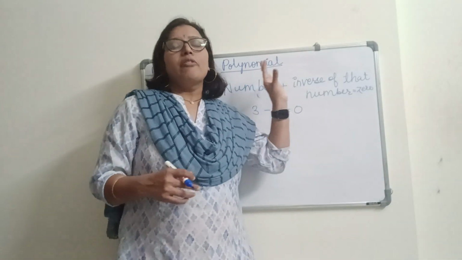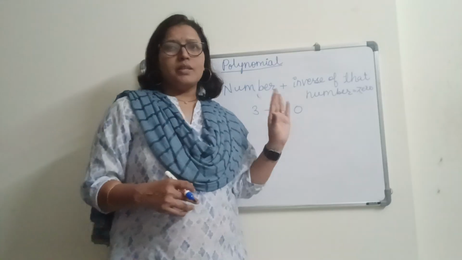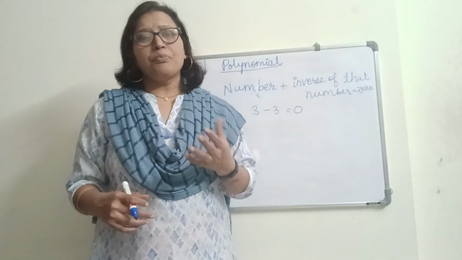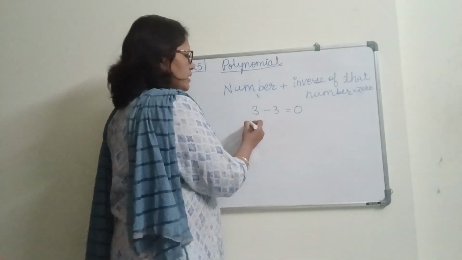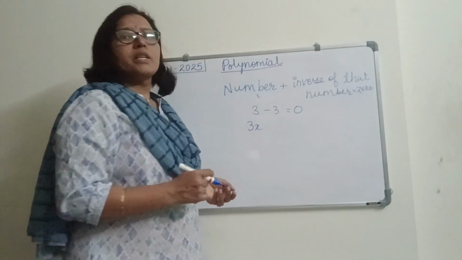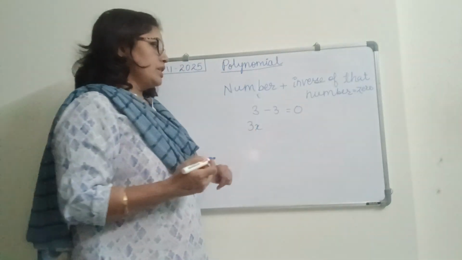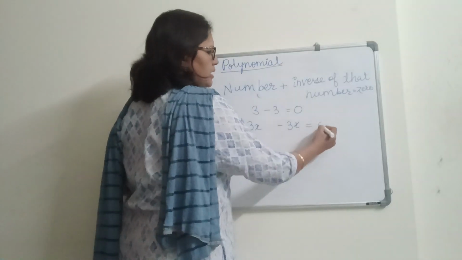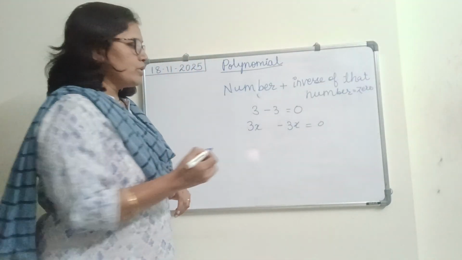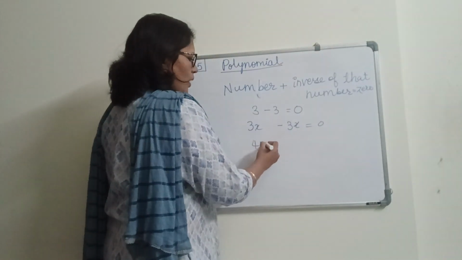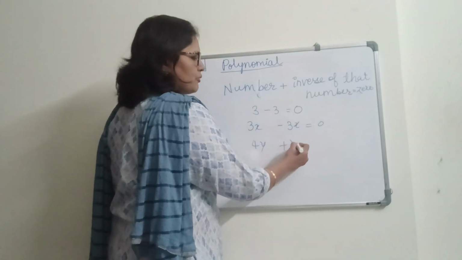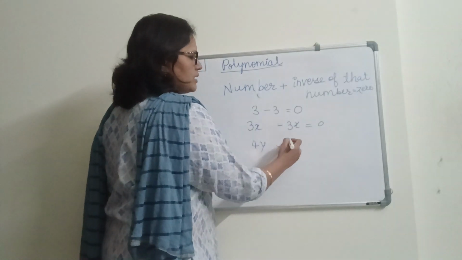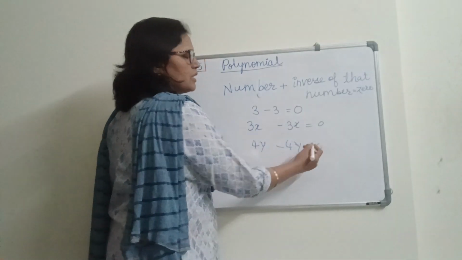So this is about numbers. How is it possible with variables? Suppose here 3x is there. The additive inverse of 3x is minus 3x. When we add them, we are getting 0. What is the additive inverse of 4y? That is minus 4y. So you are getting 0.